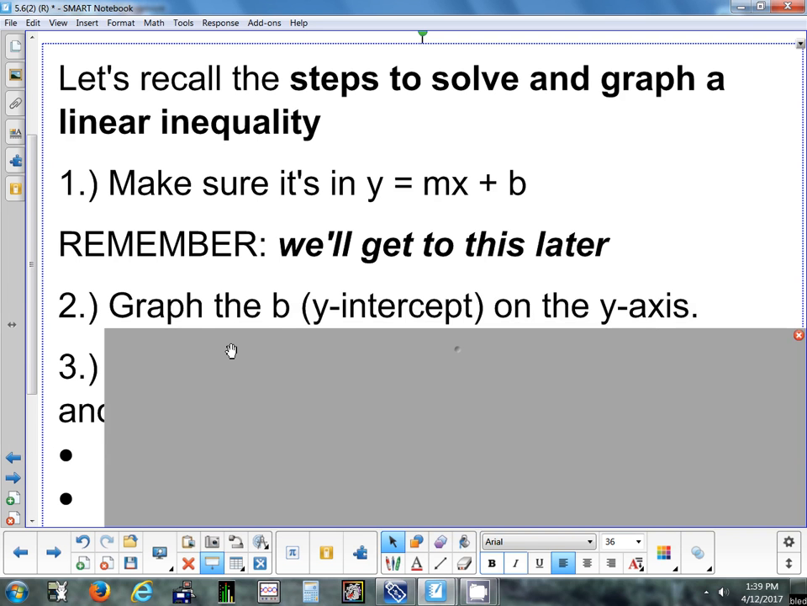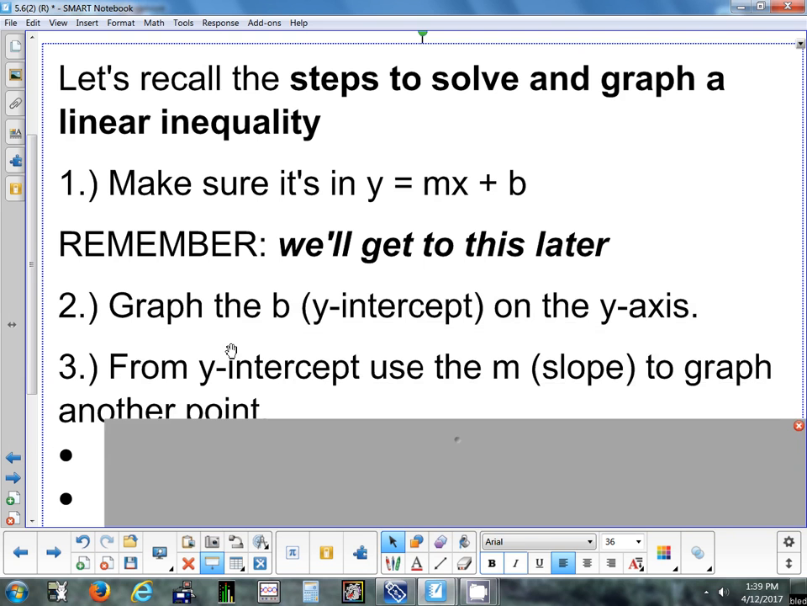What are we going to do now? After we graph the y-intercept, we're not done. What are we going to do now? Use the slope, right? So from the y-intercept, we're going to use the slope, m, to graph another point. All we need to do is graph 2 points. Graph the y-intercept, and from the y-intercept, the other point that the slope will take you to. So we'll take a look at that m, all right, and we'll graph.